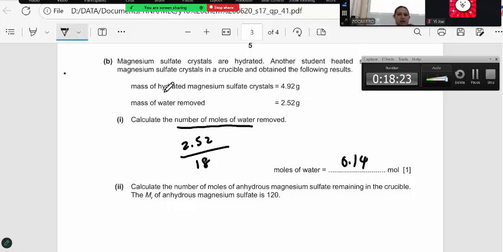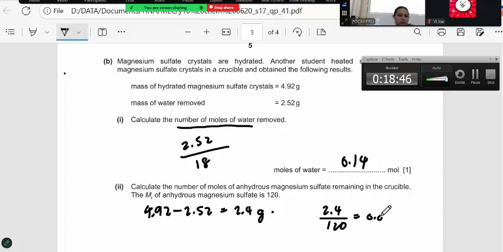The number of moles of anhydrous. So this one is hydrated, right? Okay, so anhydrous, you take 4.92 minus 2.52. So the mass would be, sorry, 2.4. Okay, and then the moles, you take 2.4 over 120. So you will get 0.02.